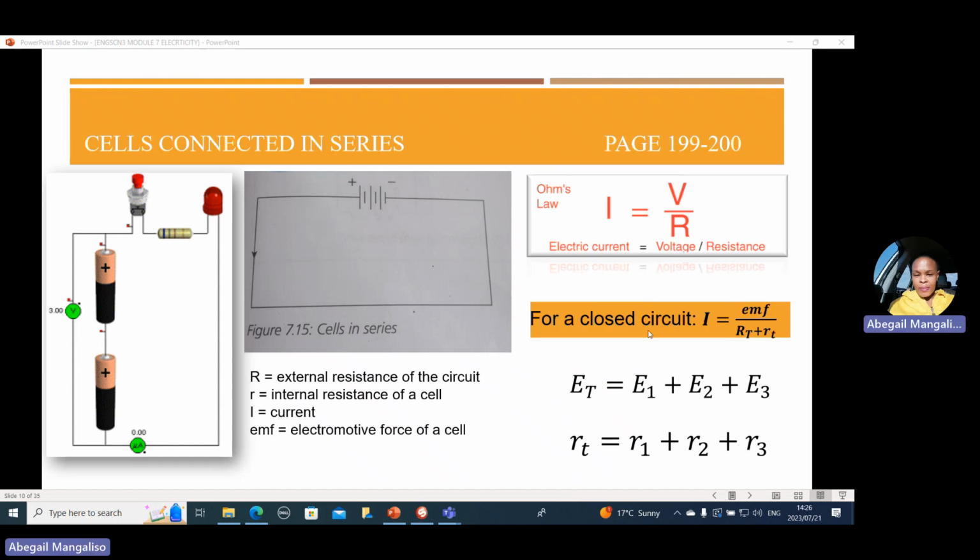But if a circuit is closed, remember, when the circuit is closed, there will be a voltage drop in the cell or in a battery. So this I will be equal to the EMF, which is the total voltage, divided by R. This R is for the external resistance, and the small letter r will be for the internal resistance, which is the total.